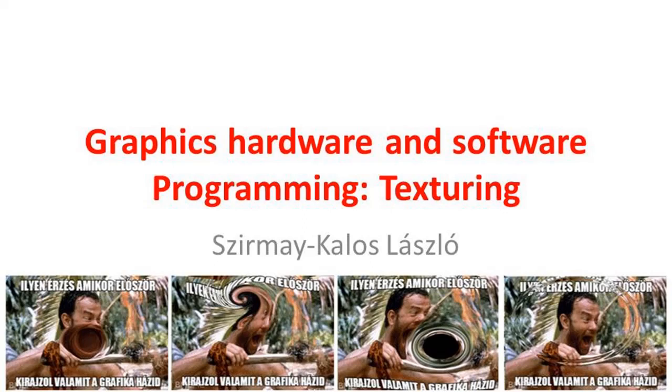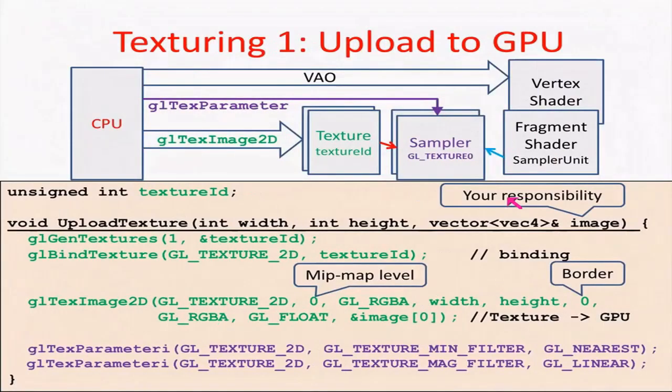If we wish to use texturing, here we show how to upload an image to the GPU that is to be used as a 2D texture. A texture is a resource, so first a resource ID should be generated, similarly to VAOs and VBOs. Texture IDs are generated with the glGenTextures function.